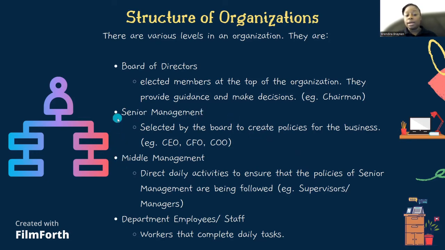Middle managers are right underneath senior managers, and they normally direct the daily activities to ensure that the policies that were created above are actually being followed. And so a good example of middle managers can be people like your supervisors and your managers. Think about it. The supervisors and the managers normally don't make the rules. They just make sure you follow them. And so that's their role. They are making sure that the staff are doing what they're supposed to be doing so that the goals of the board of directors and the policies of senior management are being carried out.